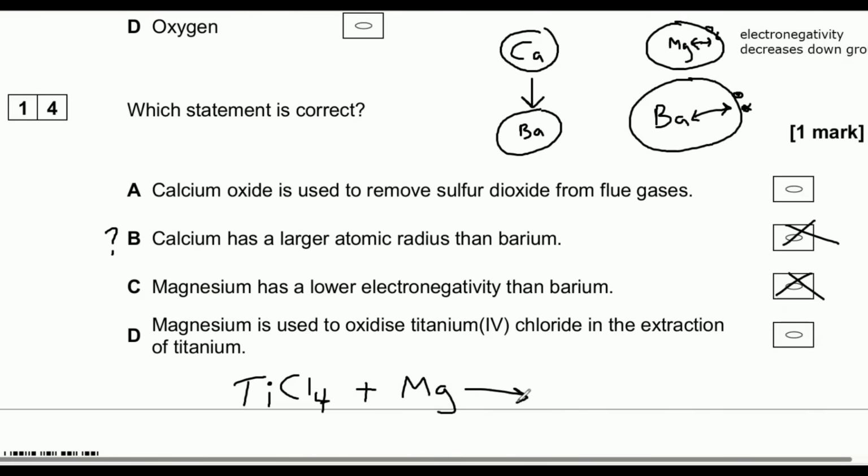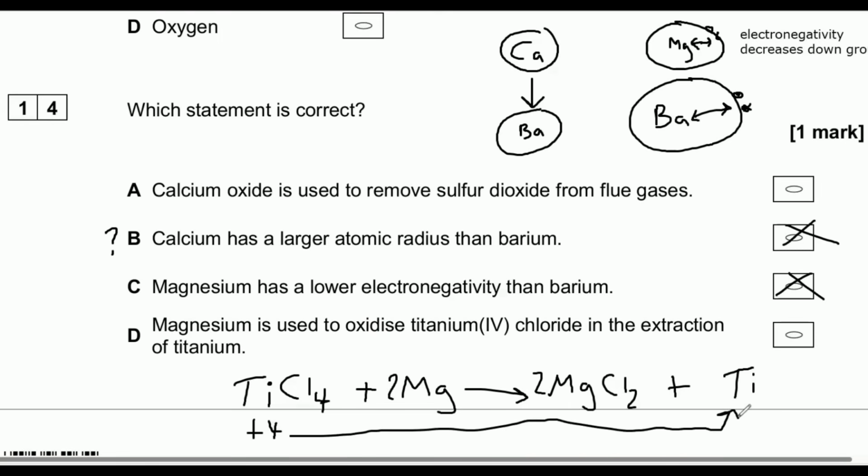So magnesium is used to oxidize titanium chloride in the extraction of titanium. Let's write the equation out. TiCl4, you have to know this equation off by heart, it's part of your group 2. Magnesium, and let's check the oxidation states and see, does the titanium chloride get oxidized? Well, titanium is +4 in titanium chloride and it's 0 in its elemental state. What's happened to go from +4 to 0? It's gained 4 electrons. That is reduction. The titanium chloride has been reduced, not oxidized.